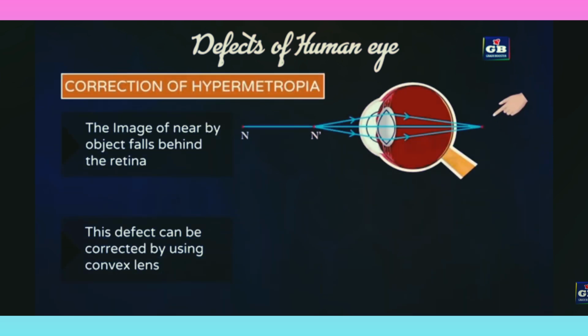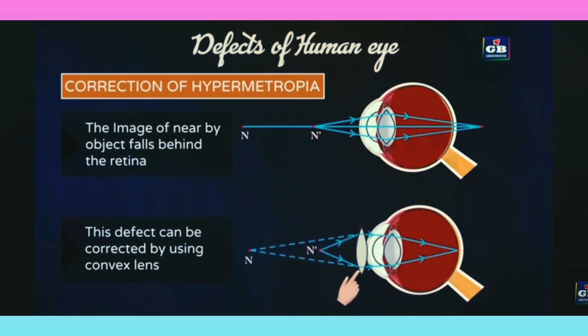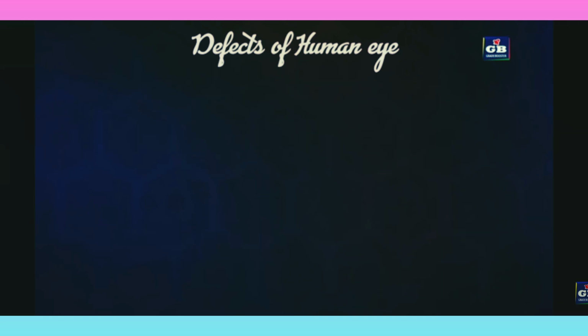This is because the light rays from a close-by object are focused at a point behind the retina. This can be corrected by using a convex lens. It makes the image fall on the retina, so by that the persons can see the nearby objects clearly.